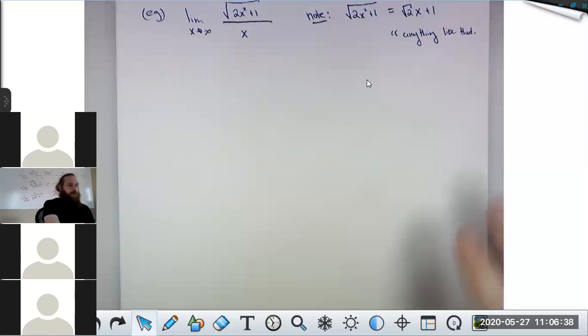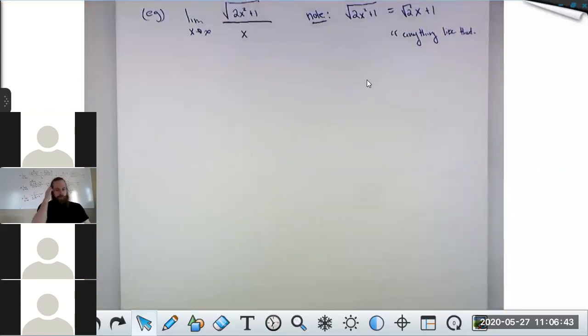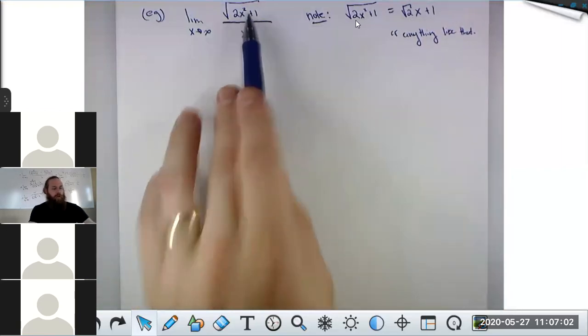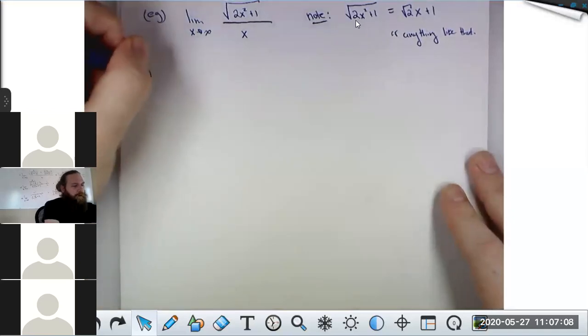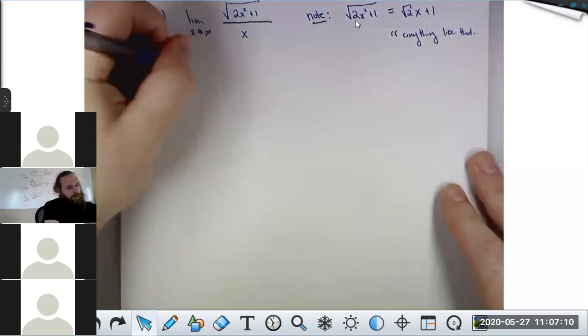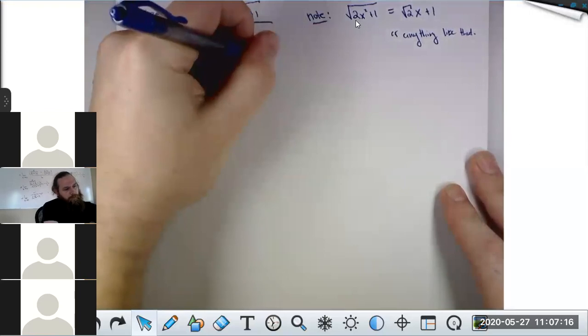What we can do here, though, is play this same trick where I divide top and bottom by something. Now, upstairs, I have an x squared and it's under a square root, and that's going to want to grow at the same speed as x on its own, because the square root of x squared is x. It's just that I can't distribute that. I can't give the square root to the 2x squared and the 1 separately. But I notice that I'm going to try dividing top and bottom by x.